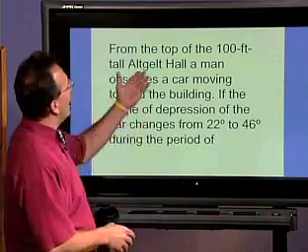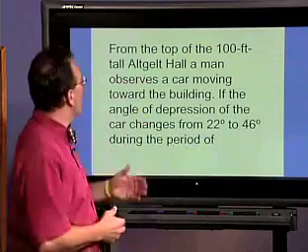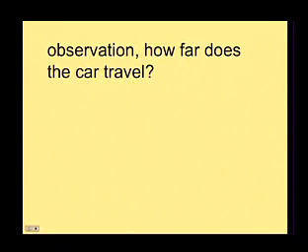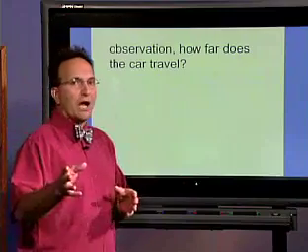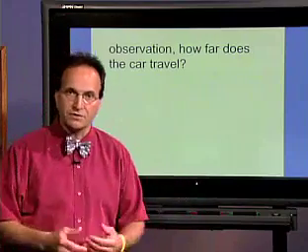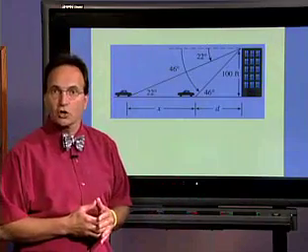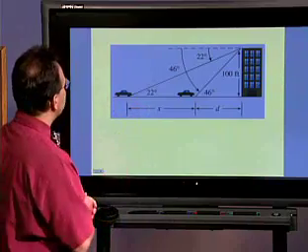From the top of the 100-foot tall Altgeld Hall, a man observes a car moving towards the building. If the angle of depression of the car changes from 22 degrees to 46 degrees during the period of observation, how far does the car travel? With many problems like this, where we will end up using trigonometry, a diagram is very helpful. So let's take a look at the diagram for this problem.